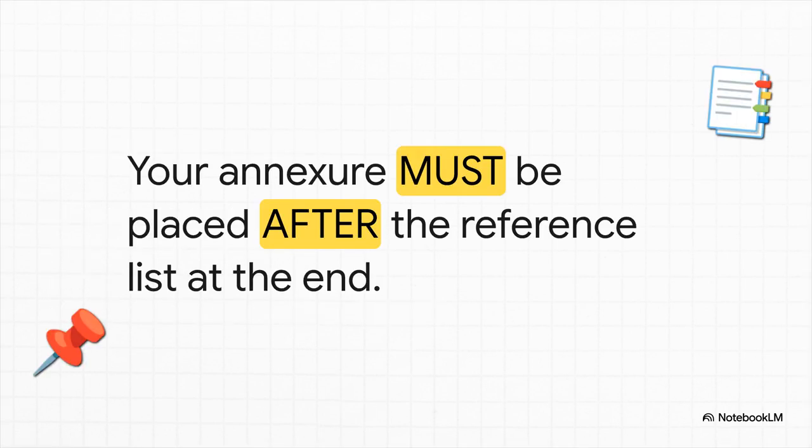Oh, and pay very close attention to this formatting rule. Placement matters immensely, and it's a highly specific, easily missed technicality. Your annexure must be placed after your reference list. Don't hide it in the middle of your essay or stick it right before your bibliography. Put it at the very, very end of your document. You seriously don't want to lose marks just because your formatting was out of order.